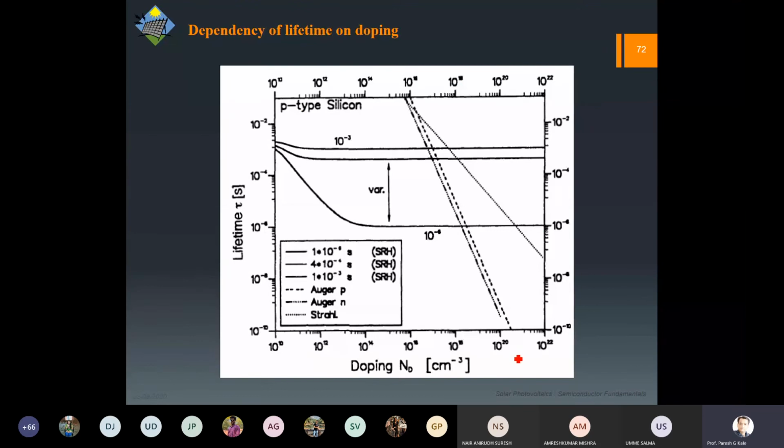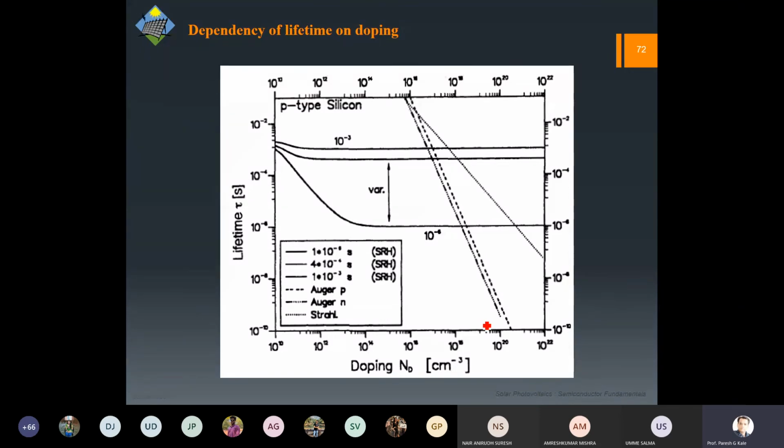Then obviously this recombination would be dependent on doping. So let us say we are having more p dopant. P dopant means holes would be in majority, correct?